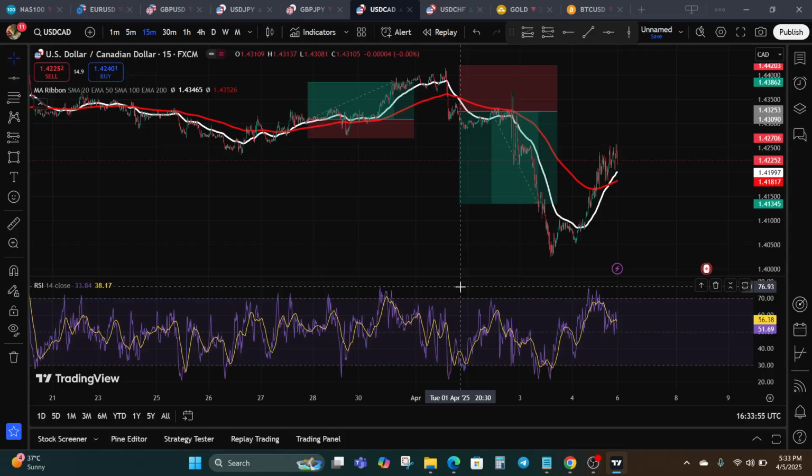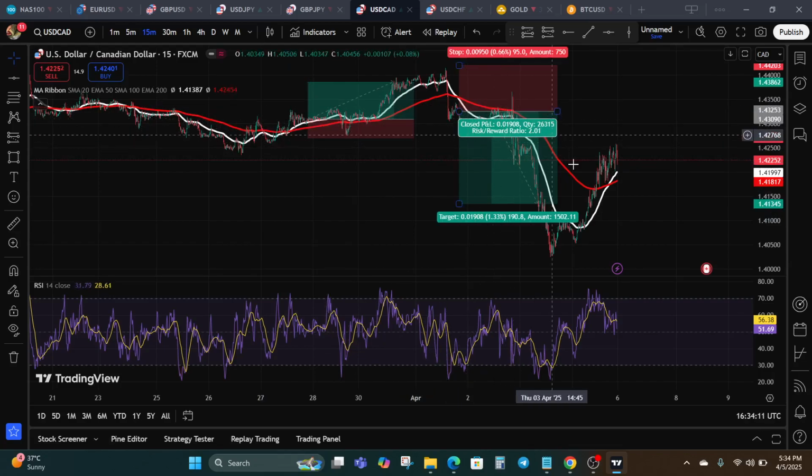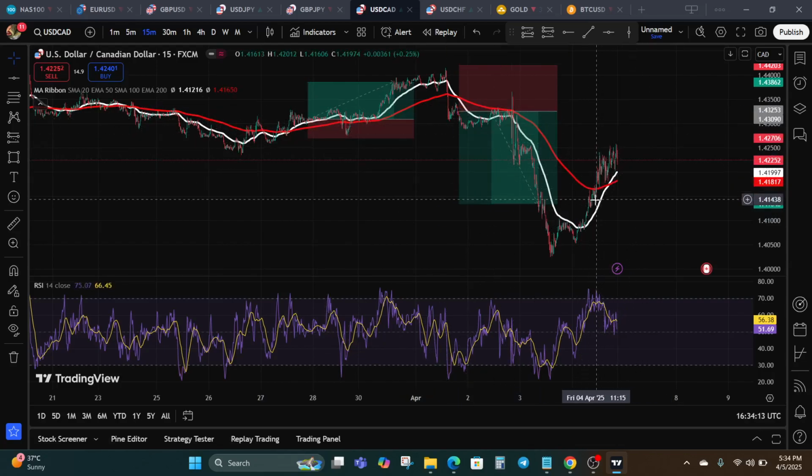So that wraps up our best 15-minute EMA strategy. This strategy is straightforward and easy to follow, but it can be incredibly effective when used correctly. By combining the 50 period EMA and the 200 period EMA, you can easily spot trends, enter trades with confidence, and manage risk effectively.